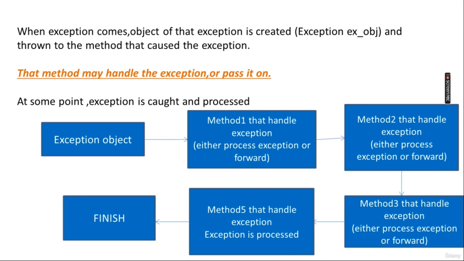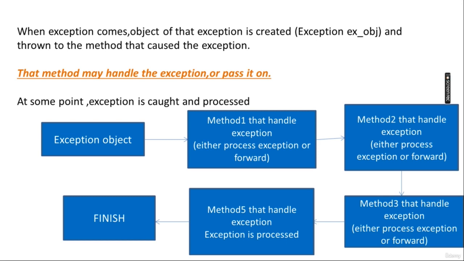That method, if it is capable or wants to handle that particular exception, can handle it or pass it on to the next method. At some point, the exception is caught and processed. The exception object goes to method 1, which either processes or forwards it. Method 2 either processes or forwards it. Method 3 either processes or forwards it. Finally, at method 5, the exception is processed and then the process is finished.